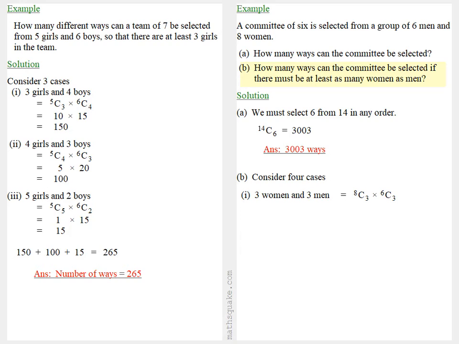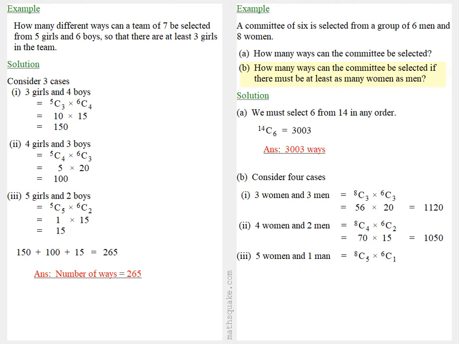Now that's 3 women out of 8 and 3 men out of 6. So that's 8C3 times 6C3, which is 56 times 20, or 1120. 4 women and 2 men will mean 8C4 times 6C2, which is 70 times 15, which is 1050.